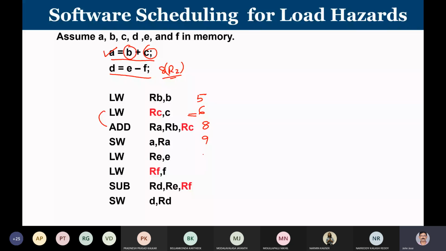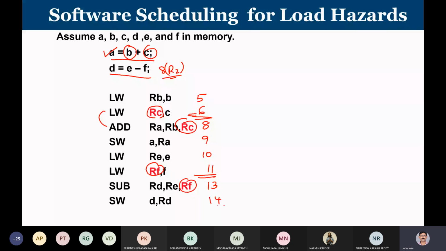Then this will happen at 9, 10, 11. This will not happen at 12. There is a delay there. So there is a delay in these 2 points because of the dependency of RC. Similar dependency of RF. And this will get over only at clock cycle number 14.